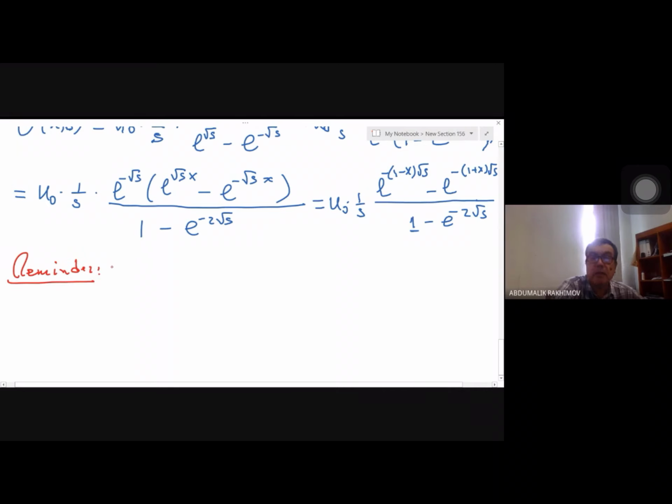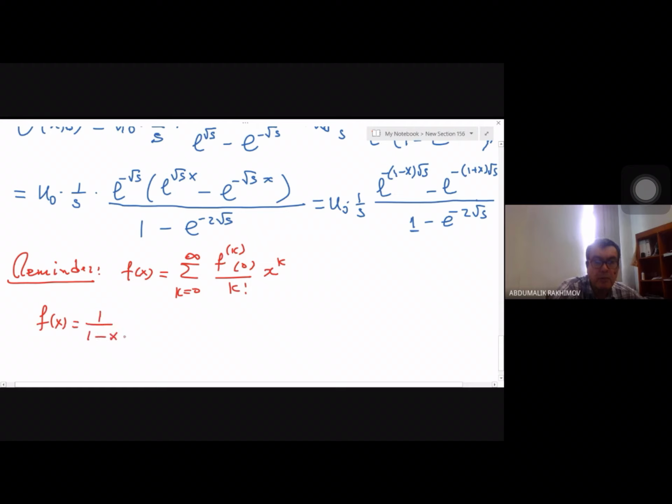Maclaurin series. I want to remind you of the Maclaurin series. If you have a function f(x), what was the Maclaurin series? The Maclaurin series is the sum over k from 0 to infinity of the k-th derivative of f at 0 over k factorial, times x to the power k.